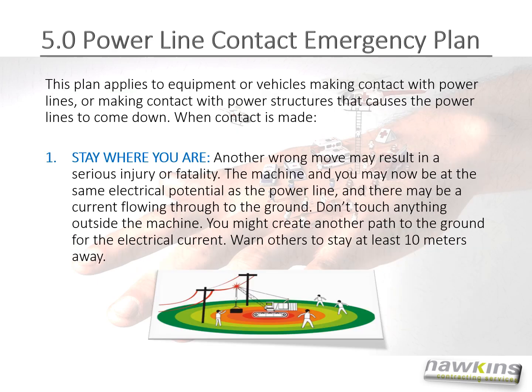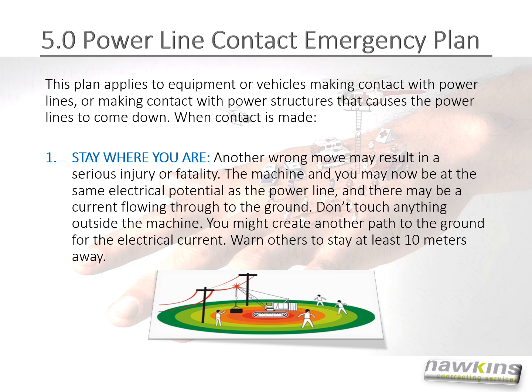Powerline Contact Emergency Plan applies to equipment or vehicles making contact with power lines or making contact with power structures that causes the power lines to come down. When contact is made, first, stay where you are. Another wrong move may result in a serious injury or fatality.